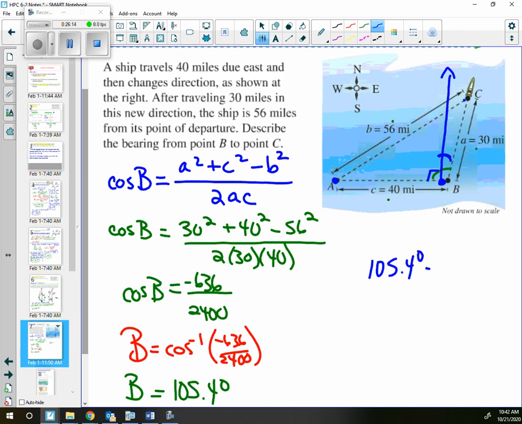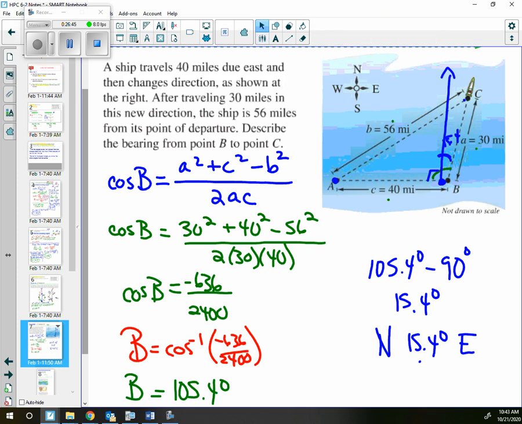105.4. I'm going to subtract off that 90 degrees, which would be the straight north heading. So that would leave me with 15.4 degrees. So this is 15.4. So I went 15.4 degrees past north. All right, so what's my heading then? So remember how to do that. So I'm going to say it's 15.4 degrees east of north. So we're going in the northeasterly direction, and it's 15.4 degrees past north.